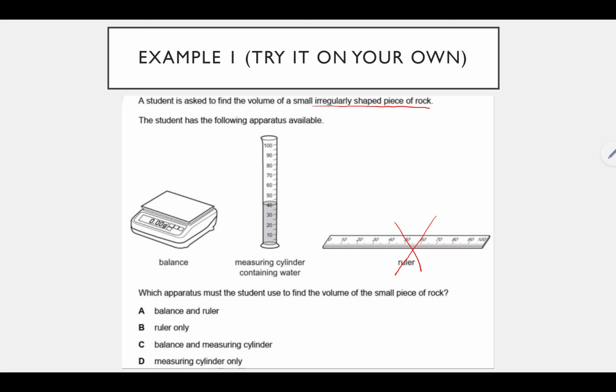So what do I need? Do I need a balance? Am I measuring the mass? I am not measuring the mass. I only need the measuring cylinder, where I need to know the starting point, and then I'll add my object, get the final point, and then I'll subtract. So therefore, what's the correct answer? Measuring cylinder only.